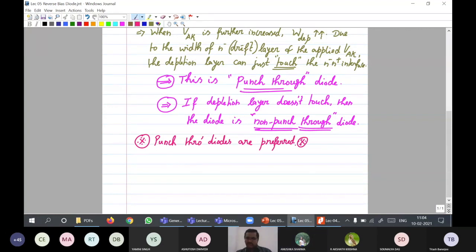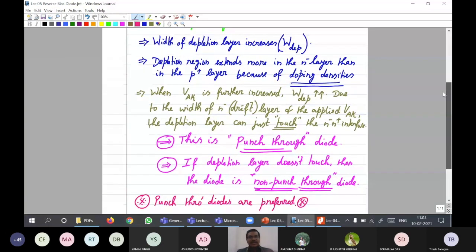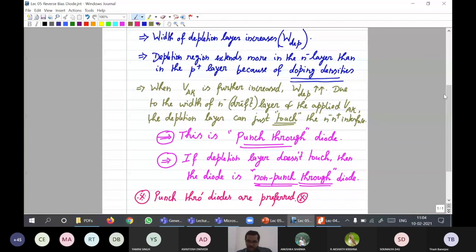That's all. These are the points with regards to the reverse bias condition and the two types of diodes, punch through and non-punch through diodes. I will pause for 1 or 2 minutes. In case somebody has got any doubt, please feel free to clarify.